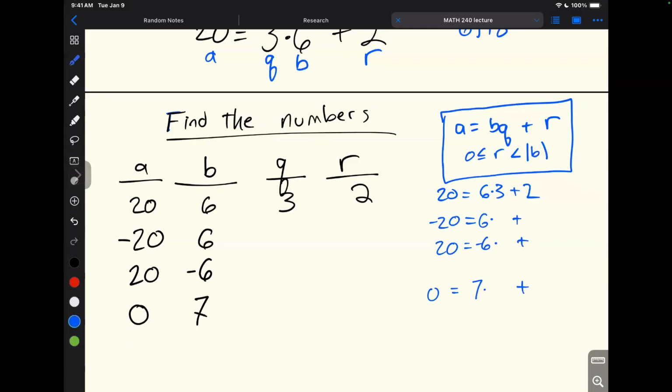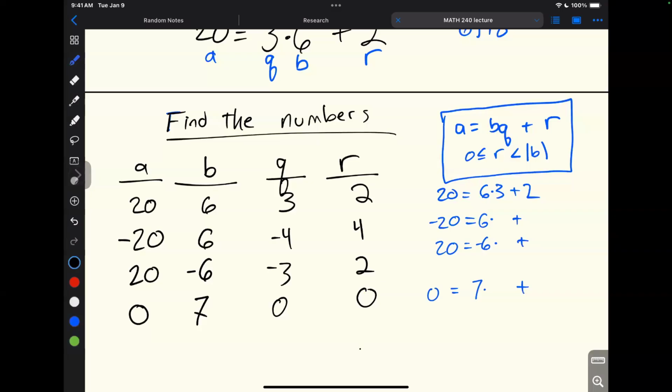Okay, shout out the numbers. What for negative 20 and 6? What is Q? What's Q? Negative 4. What's R? 4. And for 20 and negative 6, what's Q? What's R? For 0 and 7, what's Q? What's R? Hooray!